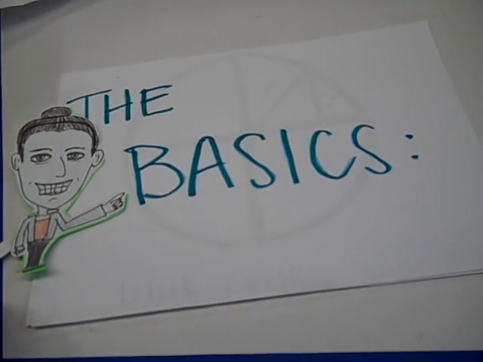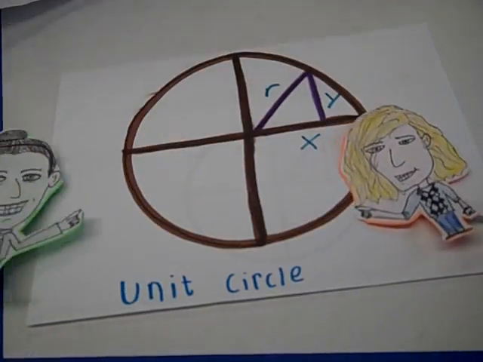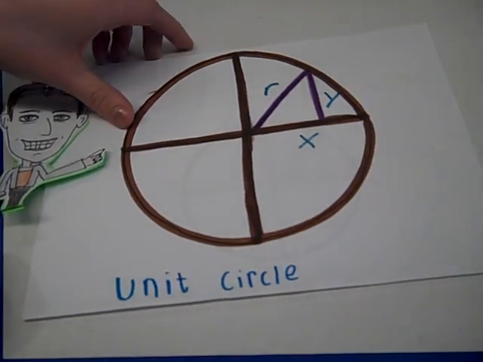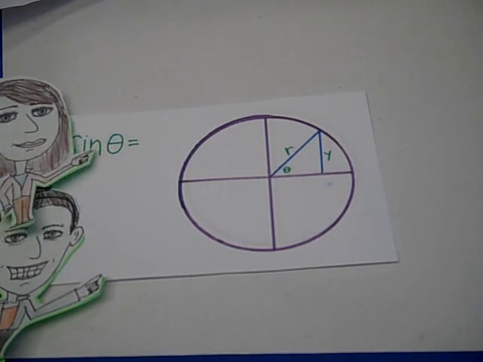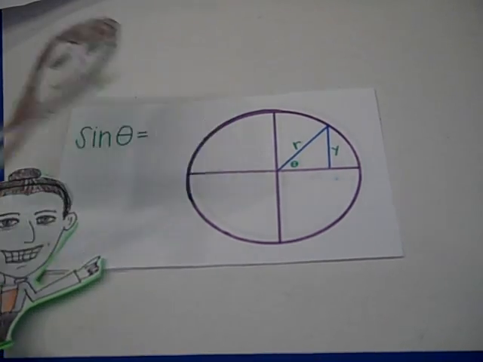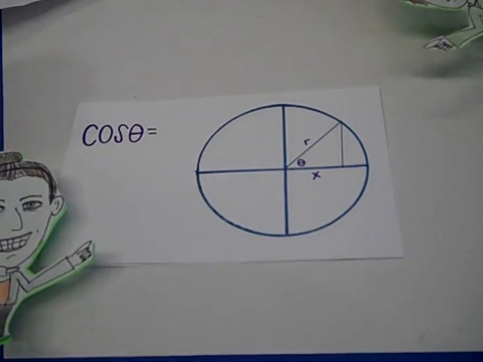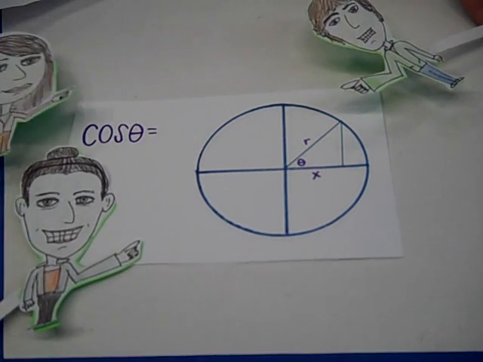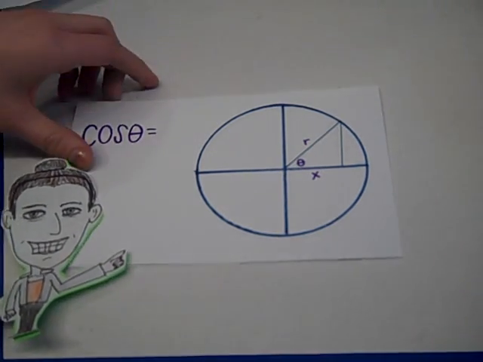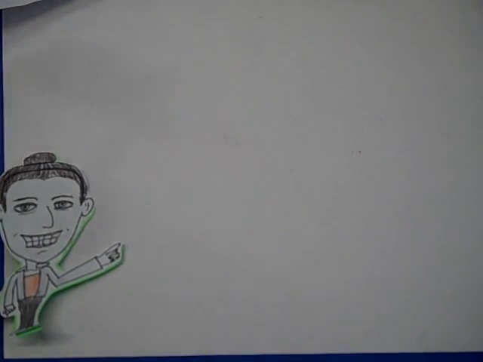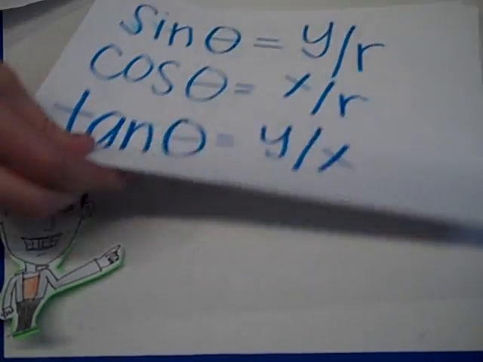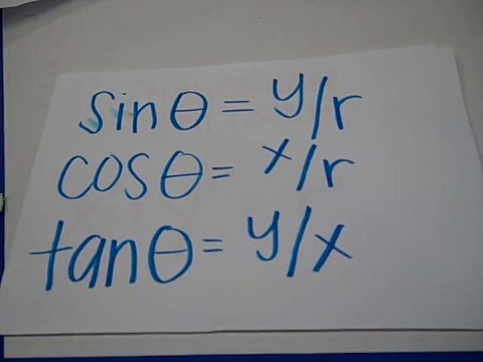Shouldn't we start with the basics? Oh yes, first we start with the unit circle. Right, remember Lindsay, how from the unit circle we get sine theta equals y over r? Yeah, and you also get cosine theta equals x over r. And finally, you get tangent theta equals y over x. So why do I need these?